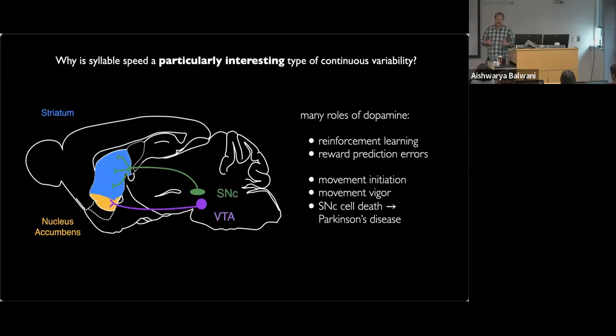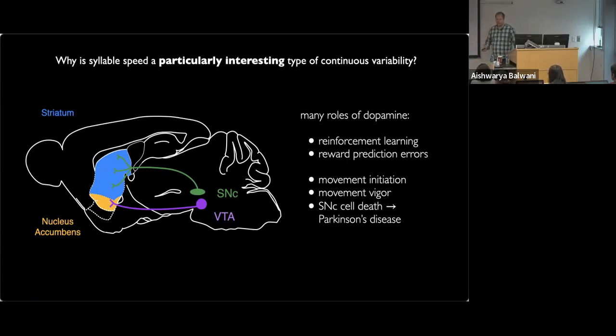Now, why is speed particularly interesting for us? Well, if we go back to the neural circuits that we were studying, speed and vigor have been postulated as one of these really important roles for dopamine, a key neuromodulator that's impacting these circuits in the dorsolateral striatum. Many of you have probably heard about dopamine in the context of reinforcement learning and conveying reward prediction errors. Turns out that dopamine projecting from SNC to the dorsolateral striatum plays another role that's more related to movement.